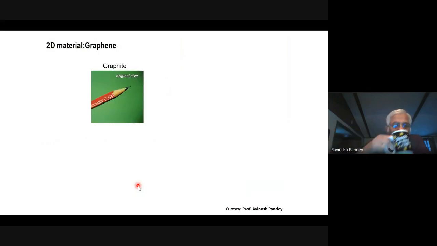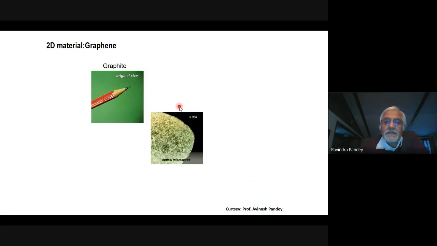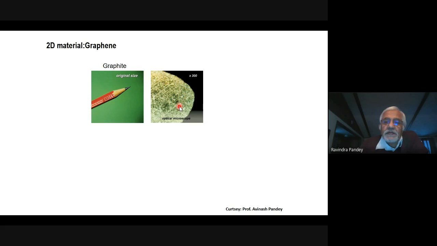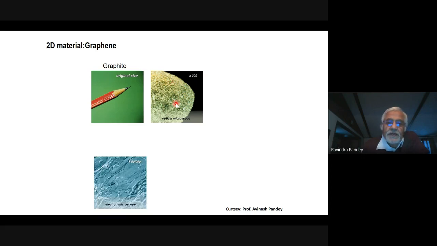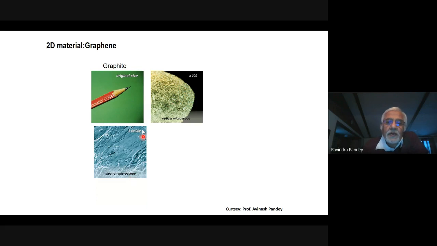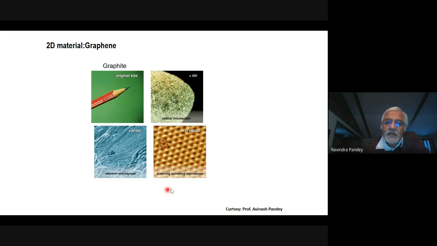So let's move now to graphene. If you remember, we have the small graphite pencil. And if we further zoom in at the tip of the pencil using an optical microscope, at about 300 times magnification, you can see some shapes and structures. If you go further down using an electron microscope, at about 90,000 times, you can now see the surface of this graphite. And if you go further down using a scanning tunneling microscope, you can really see the hexagon rings on this surface.